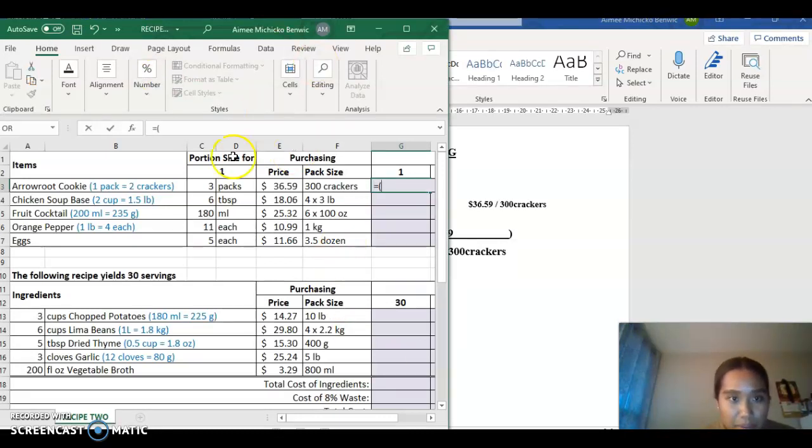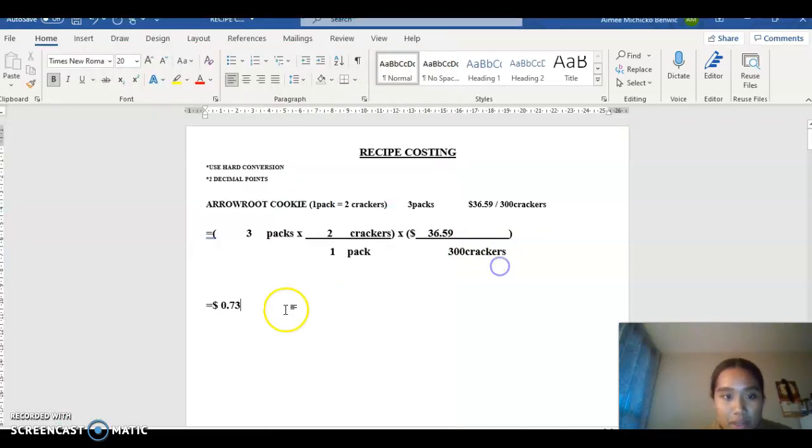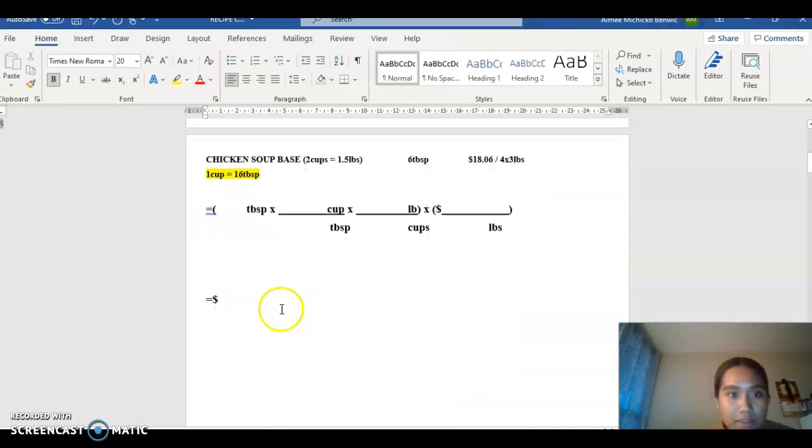And we'll just plop them in our Excel. So we basically copy whatever we write in our calculation, and just plop them in here, divided by 300, close bracket. That gives us 73 cents, the same as our calculation. So next item, it's the chicken soup base.